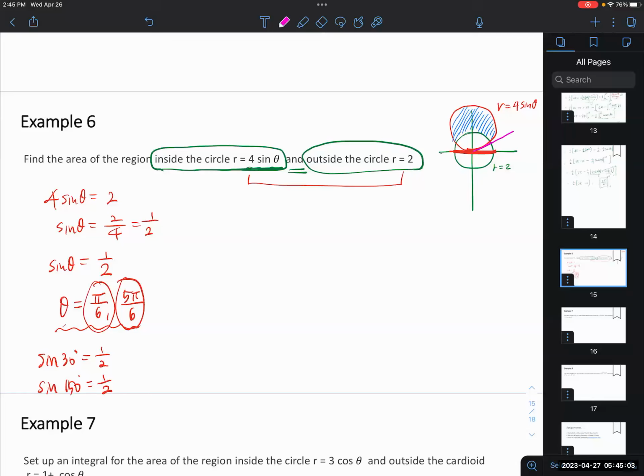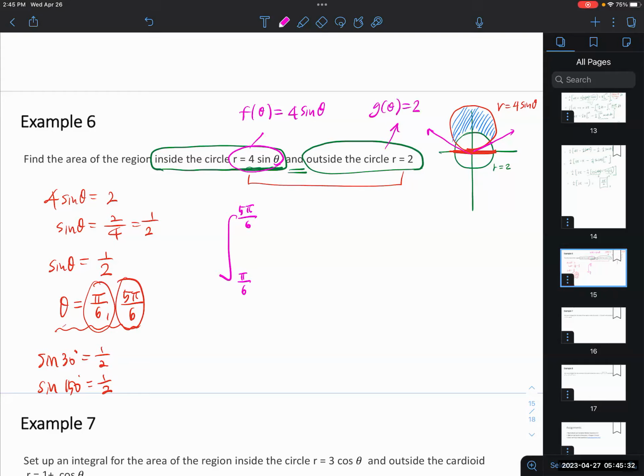Here is one angle, and here is the second angle. This is the intersected angle between those two circles, so that's going to be your interval, from pi over 6 to 5 pi over 6. And then everything is a given function. This is f of theta, sine theta, and then you can say this is g of theta equal to 2.